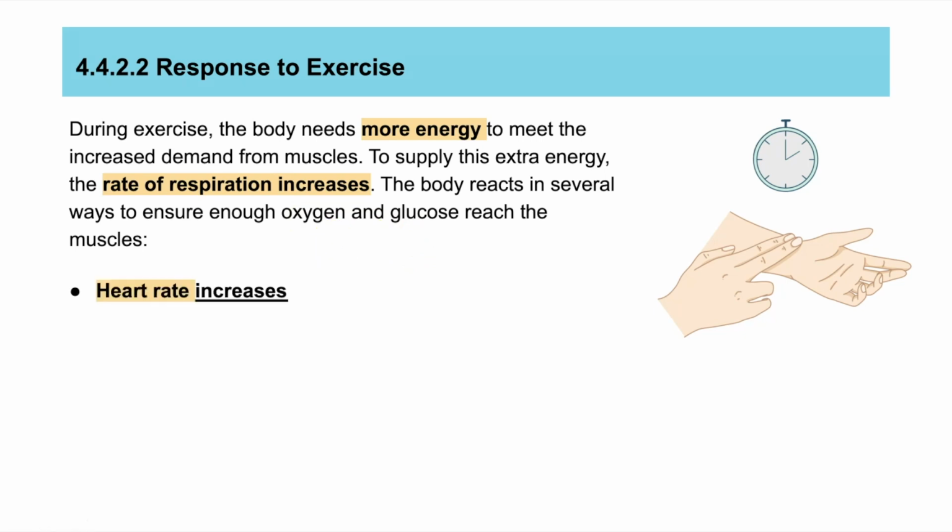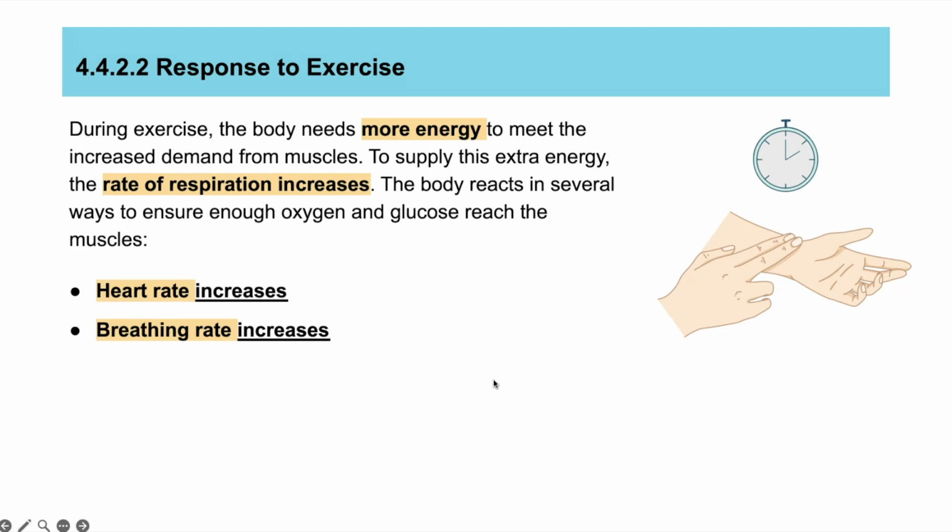So the first change that we see is your heart rate increases. And the reason your heart starts to beat faster is that means more blood is going to be transported around your body. And if that blood has got glucose and oxygen in it, that means you're supplying your respiring cells with more glucose and oxygen. It also means that the waste products like carbon dioxide and potentially lactic acid are being removed from the cells more rapidly as well. The next thing is your breathing rate also increases.